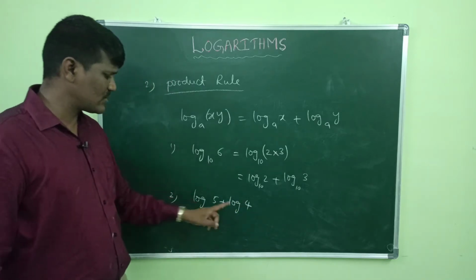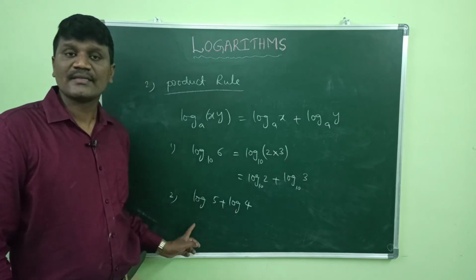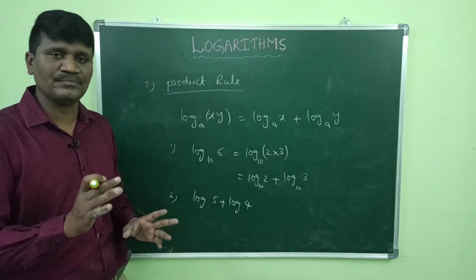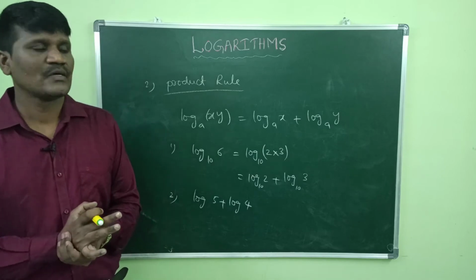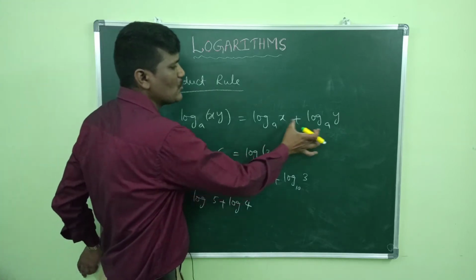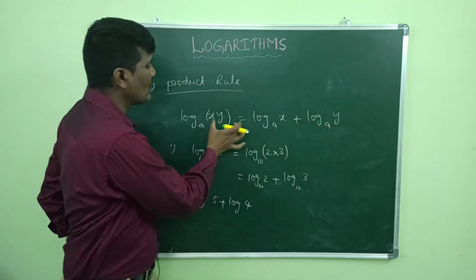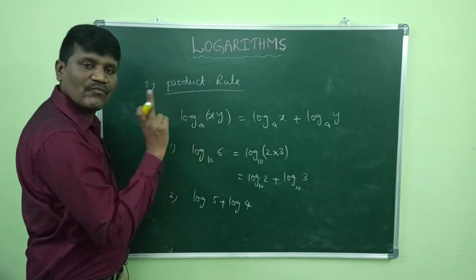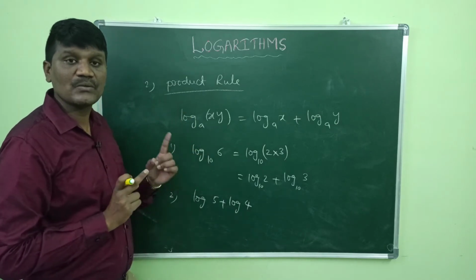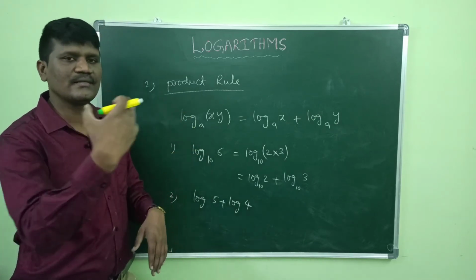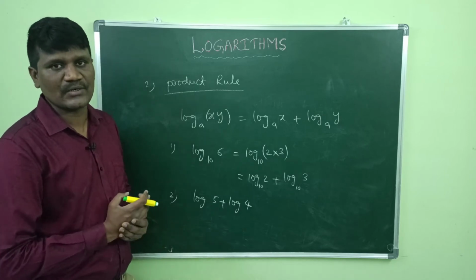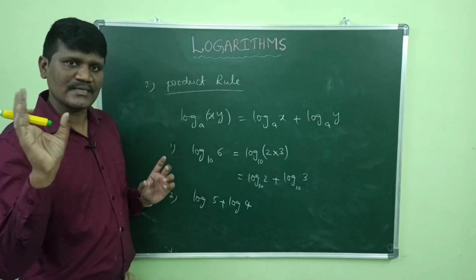There are two logarithms, right? Log 5 plus log 4. They may ask to write it as a single logarithm. So a single logarithm is nothing but, I am having two logarithms here, right? So I should make the two logarithms into one logarithm by using the product rule, or in the next we will see the division rule. Both I can make into a single logarithm.